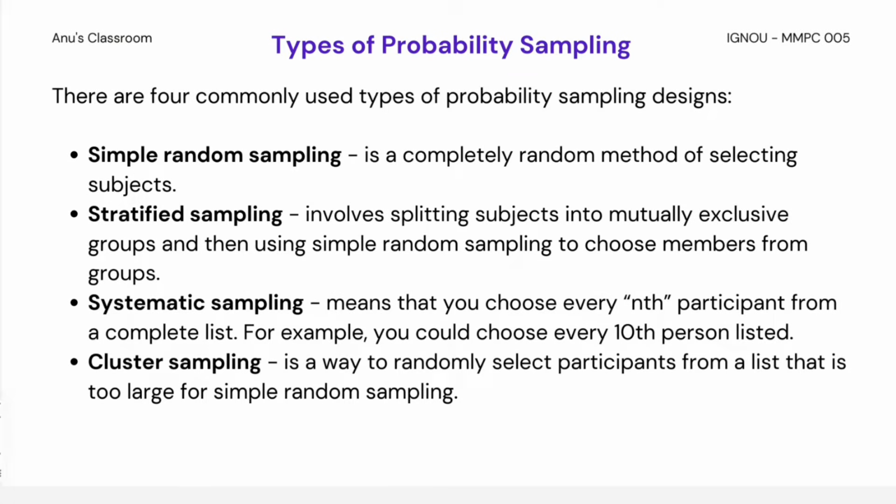Now, what are the types of probability sampling? There are actually 4 commonly used types of probability sampling designs. There are a few more, but very rarely used. So for our answer, we will stick with these 4 most widely used probability sampling designs. Okay. The first and foremost is simple random sampling.